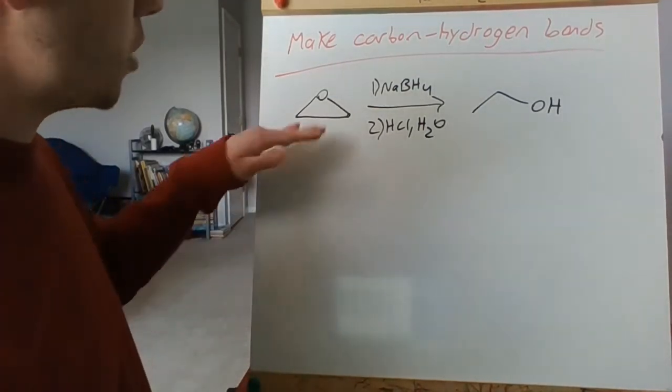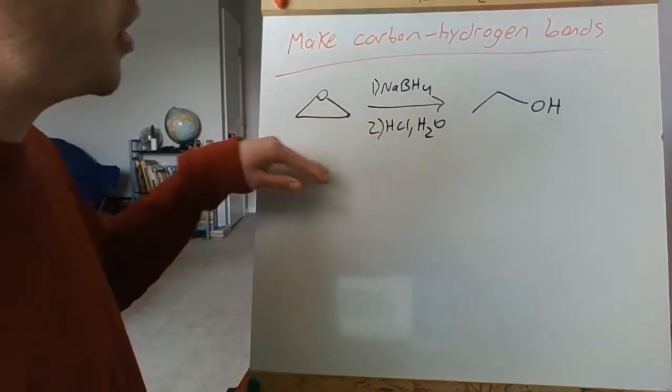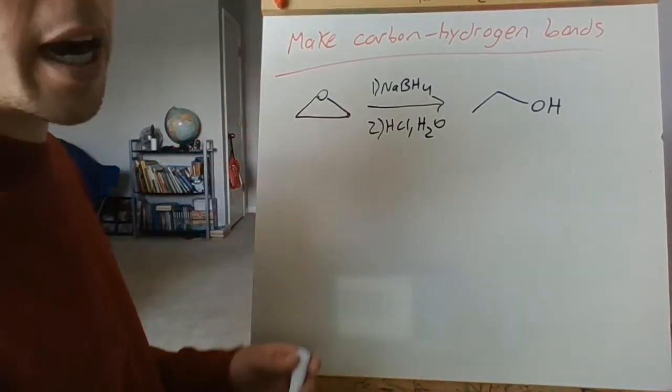And so we see here we have an epoxide. We know that acts as an electrophile. And so in step 1 here we have sodium borohydride written out.